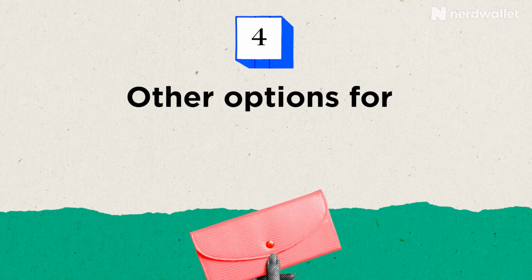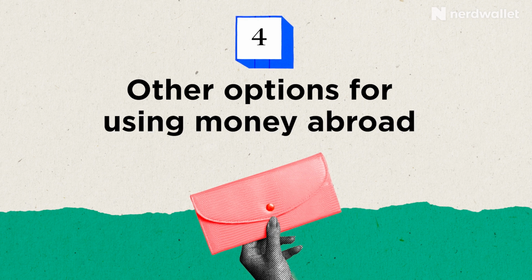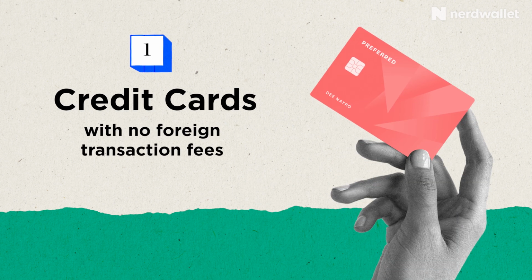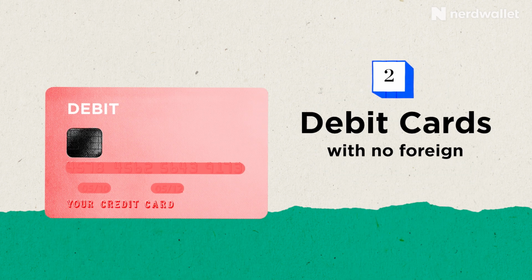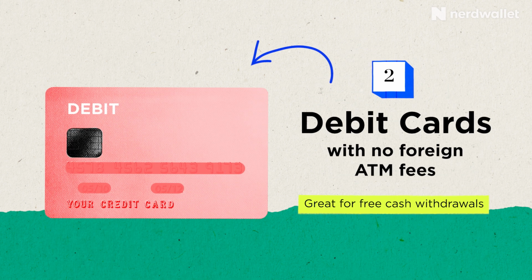Using money abroad can incur costs, but a multi-currency account isn't the only way to limit expenses. Here are 4 other travel-friendly options to consider. Credit cards with no foreign transaction fees, for everyday purchases when you can use physical cards or mobile wallets. Debit cards with no foreign ATM fees, for cash withdrawals, especially in countries where cash is heavily used. Generally, these debit cards and the checking accounts they're connected to don't have foreign transaction fees either.